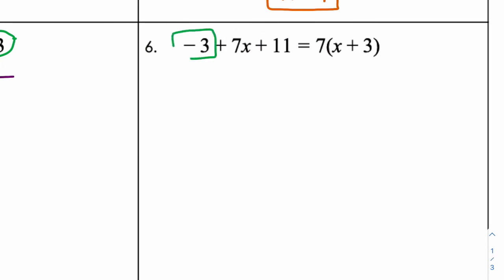I'm going to combine like terms on this side of my equal sign. Negative 3 and 11 make 8. So this is 8 plus 7x equals, and then I'm going to distribute here.